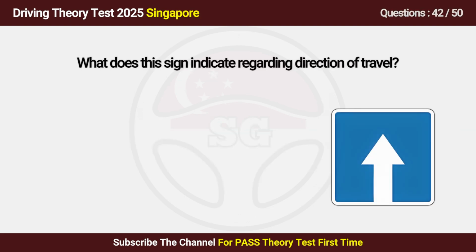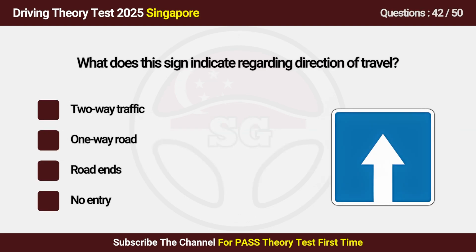Question 42. What does this sign indicate regarding direction of travel? A. Two-way traffic. B. One-way road. C. Road ends. D. No entry.